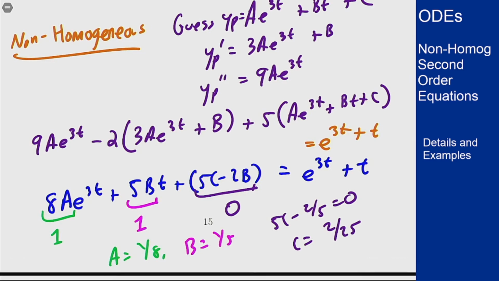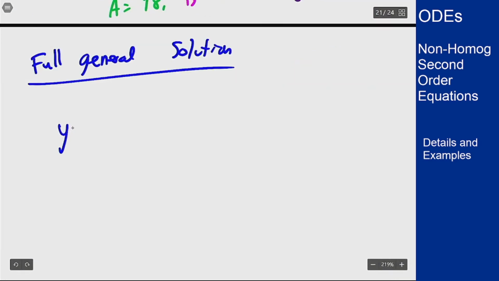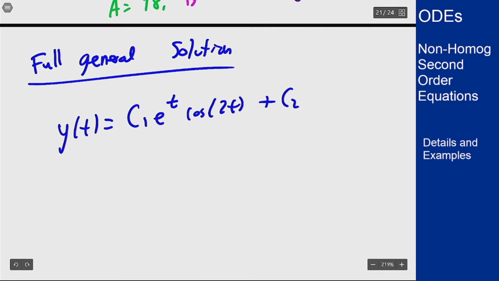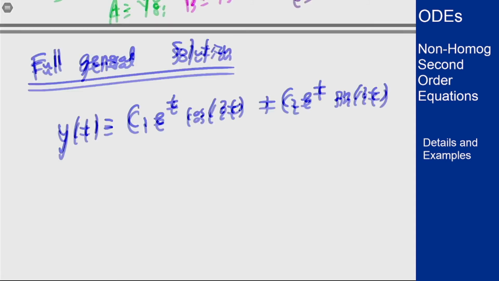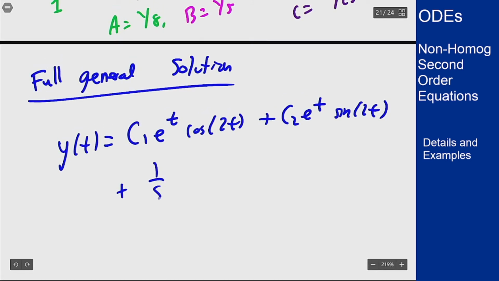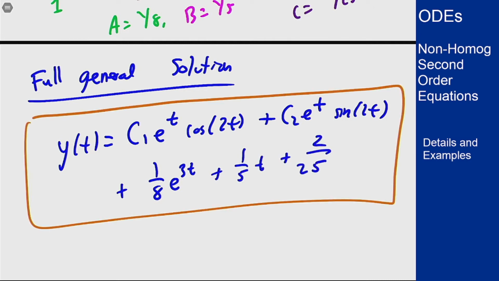So that gives me a general solution as being y of t equals my homogeneous part, c1 e to the t cosine of 2t plus c2 e to the t sine of 2t, and then my non-homogeneous part, so plus 1/8 e to the 3t plus 1/5 t plus 2 over 25. So that is setting up the problem, using the equation to figure out the equations for the coefficients, and then solving that out to get the answer.